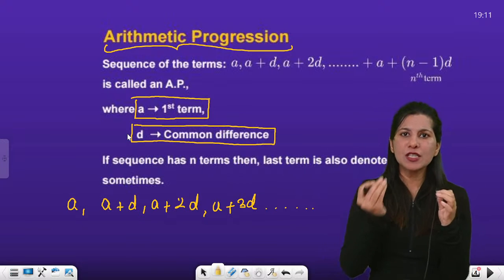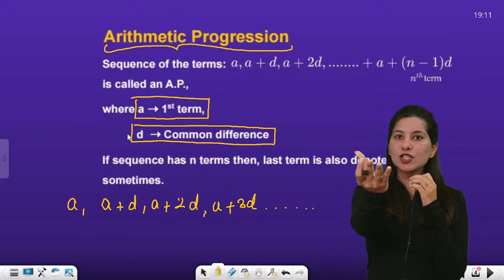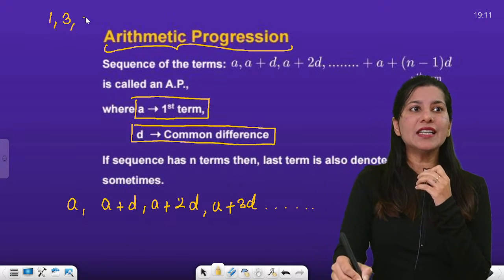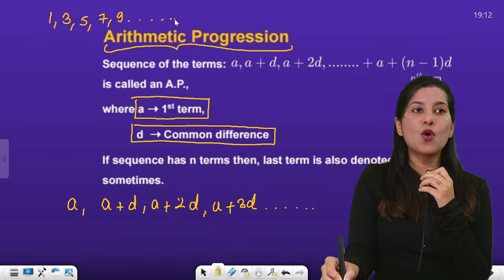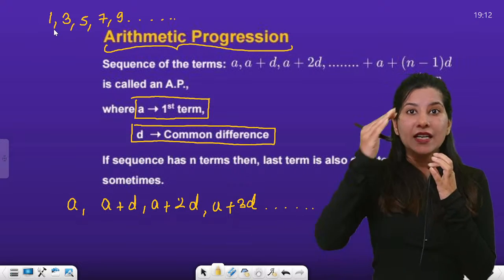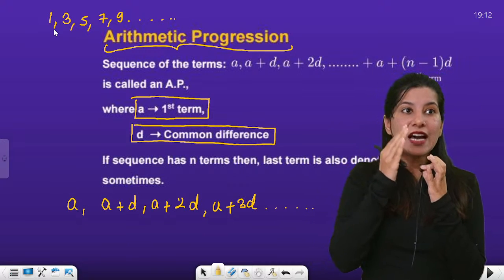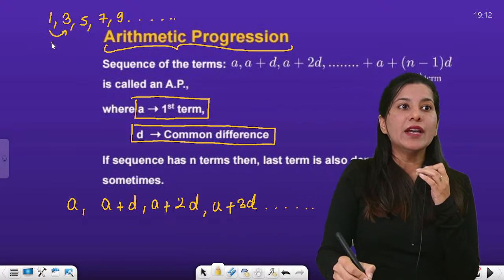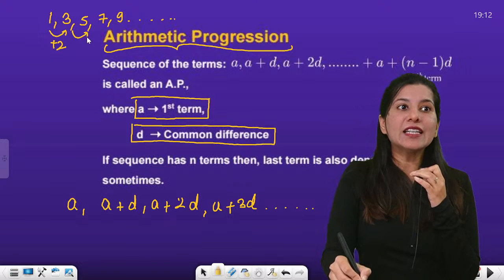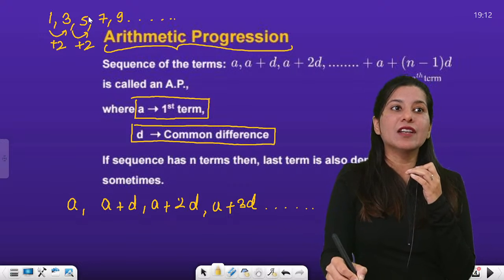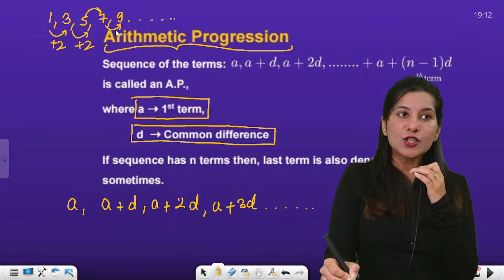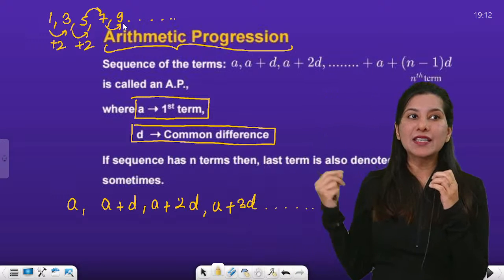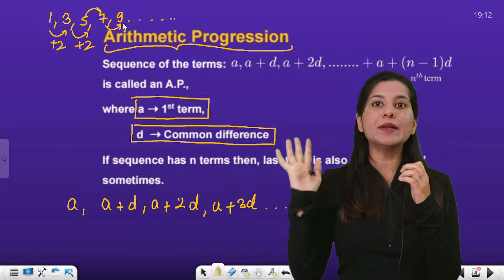Now the moment you look at an arithmetic progression, you will be able to tell it is an arithmetic progression. Let me just show you. 1, 3, 5, 7, 9 and so on. You can clearly see that in every term we are adding 2 to get the next term. If I add 2 to 1, I get 3. If I add 2 to 3, I get 5. Then plus 2, I get 7. Then plus 2, I get 9 and so on. Right? So this is how your arithmetic progression looks like. The moment you look at it, you will get to know.